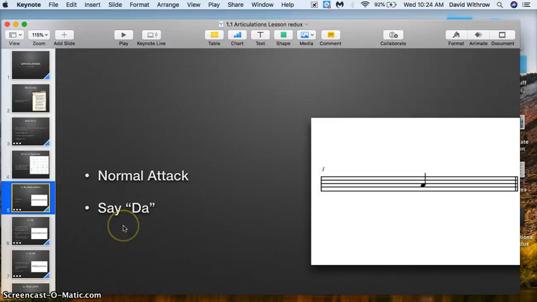Different music teachers are going to have you say different syllables for different reasons. For right now, we're going to use the syllable da. So if we saw a bunch of quarter notes, we would say da, da, da, da, da.